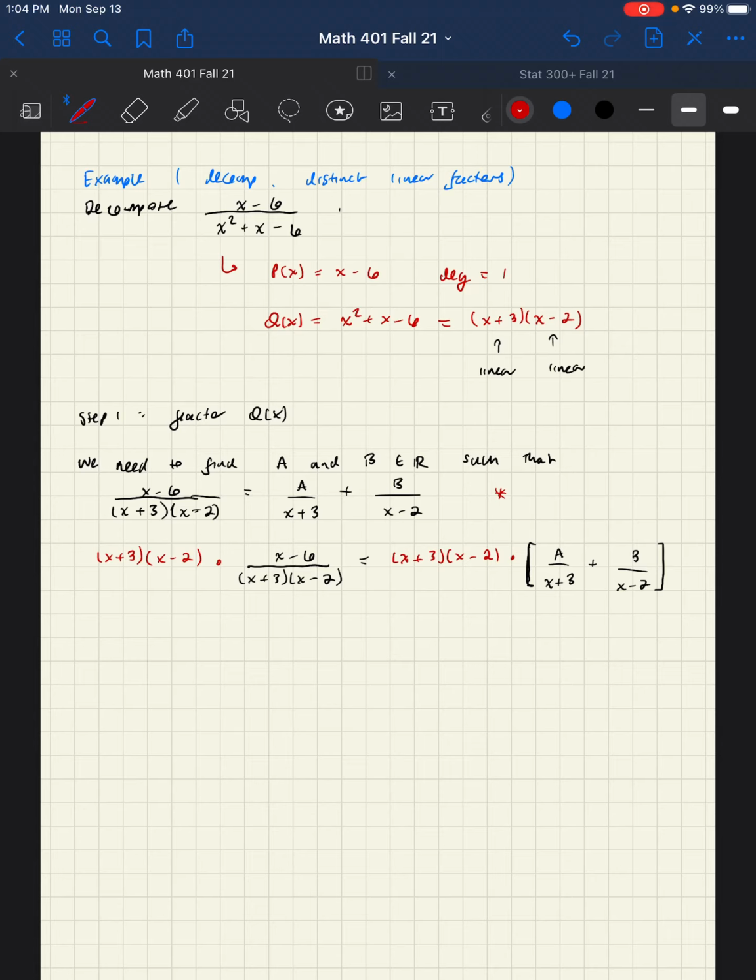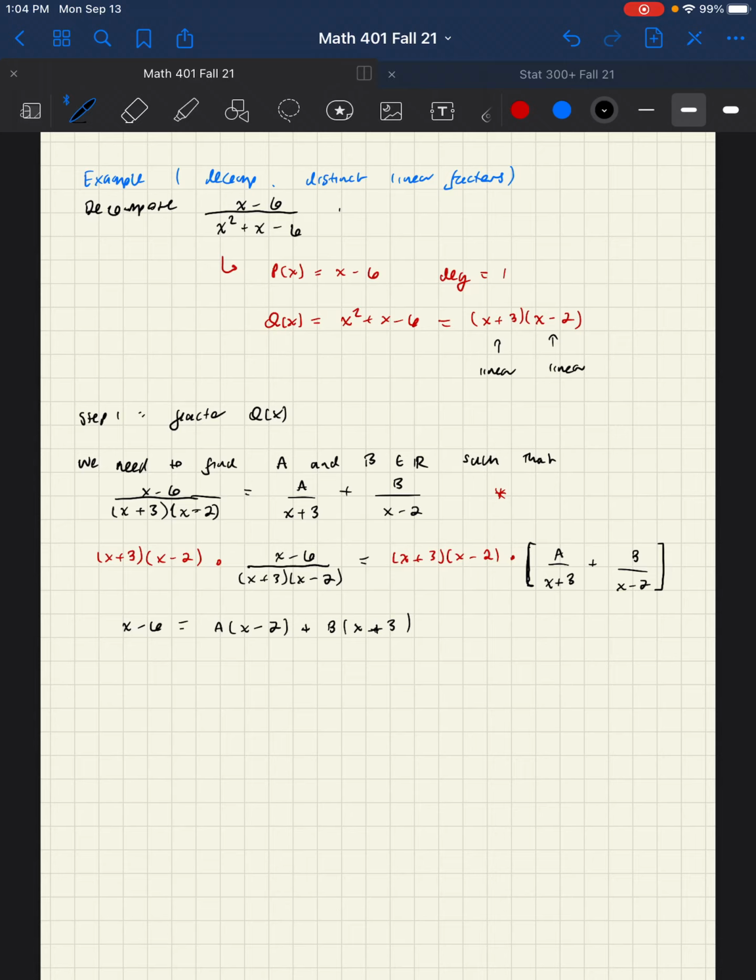So, we'll do some nice cancellation here, assuming that x is not -3 and x isn't 2. That basically turns this equation into the numerator, x minus 6, equals, and then if we actually carry out the distribution here, notice we got x plus 3 times x minus 2 times A over x plus 3. So the first term, the extra 3's will cancel, so we'll just get A times x minus 2. And in the second term, the other factor cancels out. So in this case, we get B times x plus 3, okay?